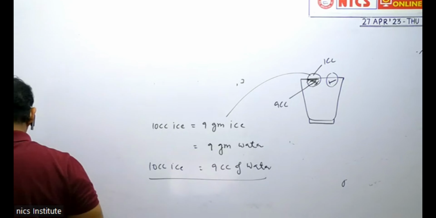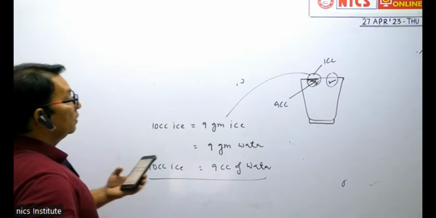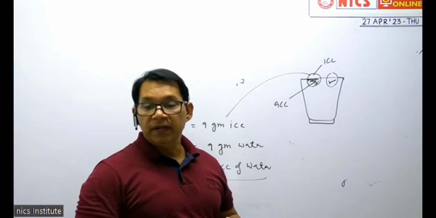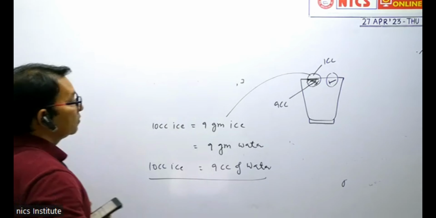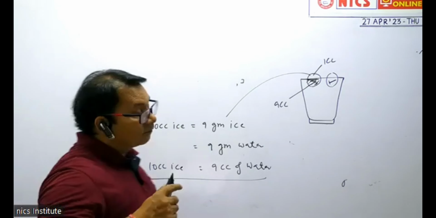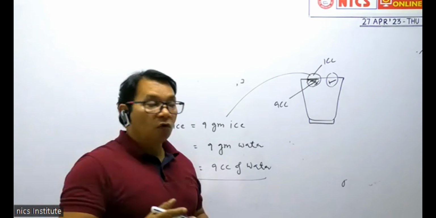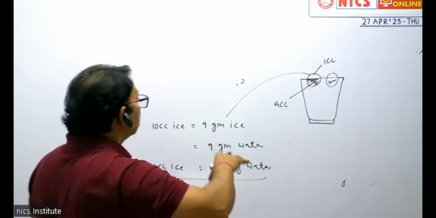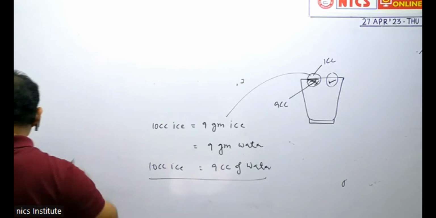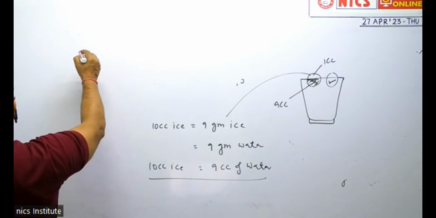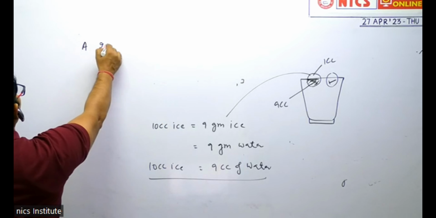In that case, the level of water will go down, because the density of iron nails is very high. So to make the iron nails float, the ice has to displace a large amount of water. But when the ice melts, it will take lesser space. So the level will go down. Remember it.